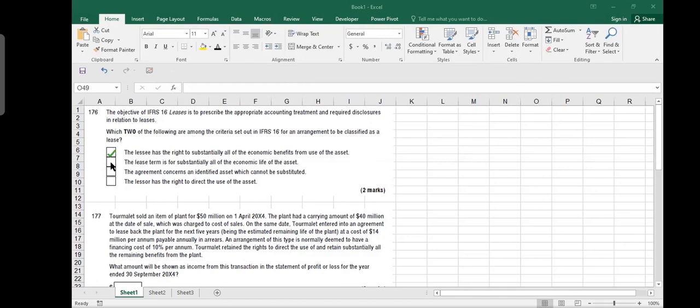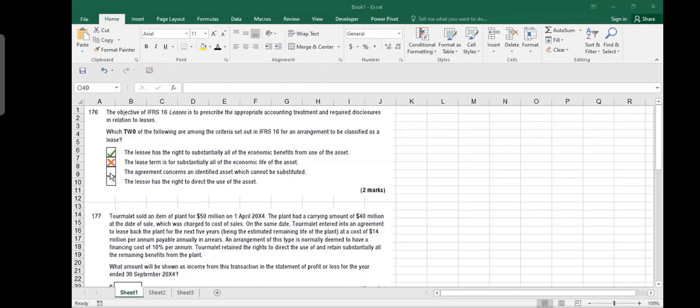Because even if there is an asset which has a 10 years life, but you take it for only 5 years, it is still a lease. So it says the lease term is for all of the economic life of the asset. This was under IAS 17. It is not a criterion under IFRS 16. So this is wrong. Next, the agreement concerns an identified asset which cannot be substituted.